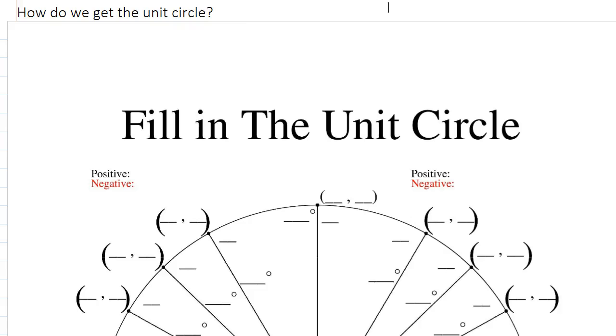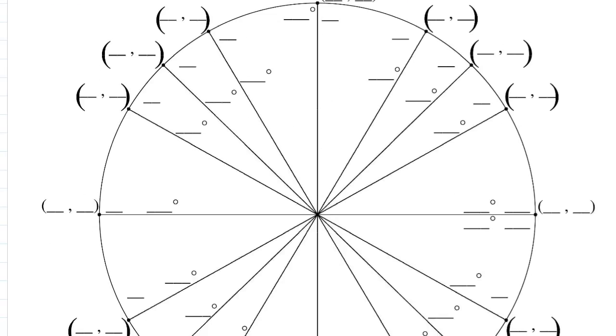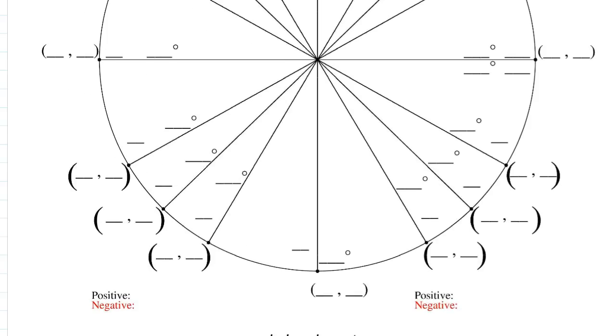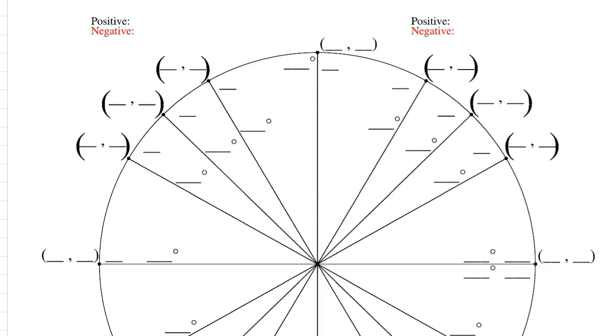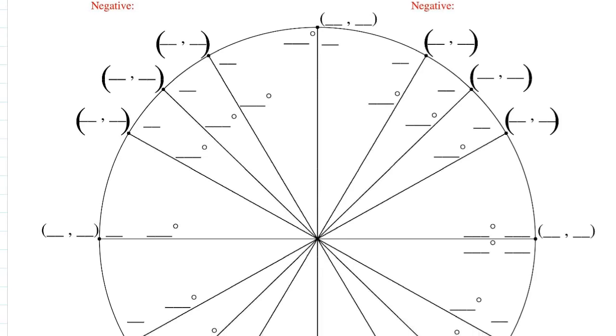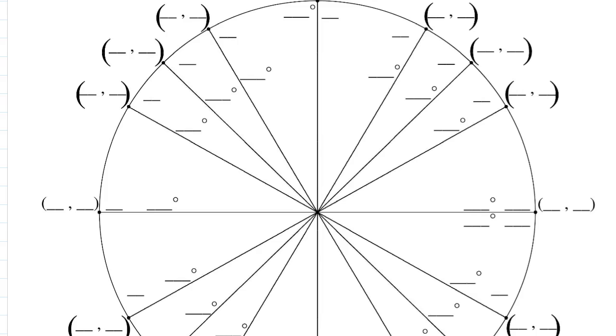So now we have the unit circle. This is our blank unit circle, and we're going to fill it in with all of the critical information. So first, we are going to start with our degrees and our radians. So, we'll start with 0 degrees here.